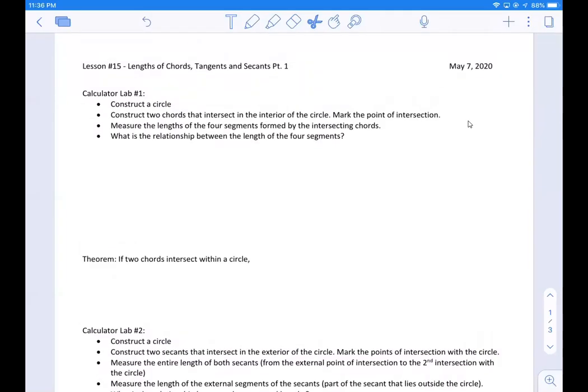All right, guys, happy Friday. We are back again with some more circle theorems. And so, yes, you know what that means. It means we're doing some more labs and some more proofs. And you guys are very happy.